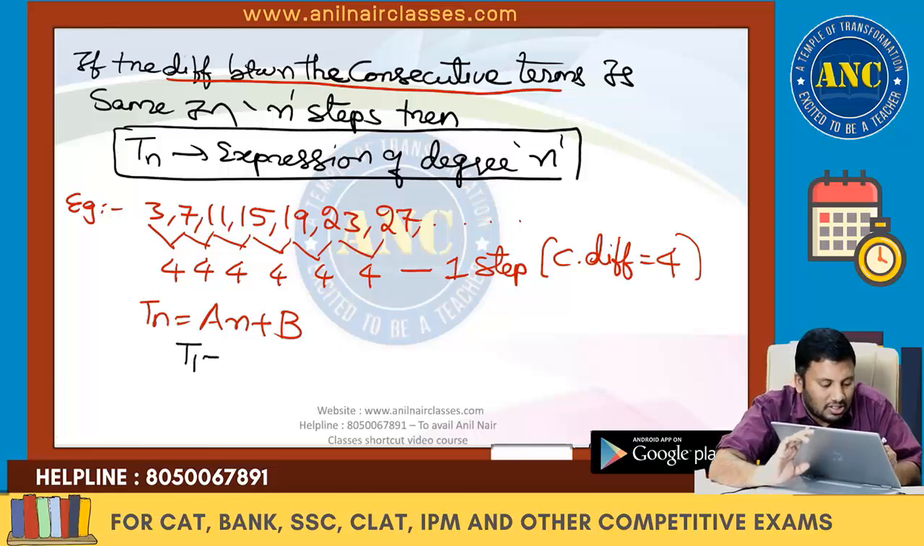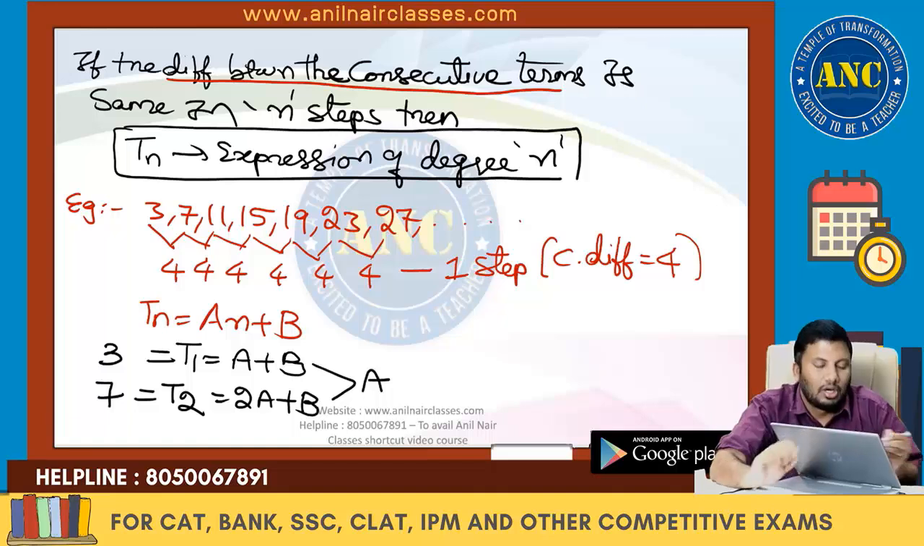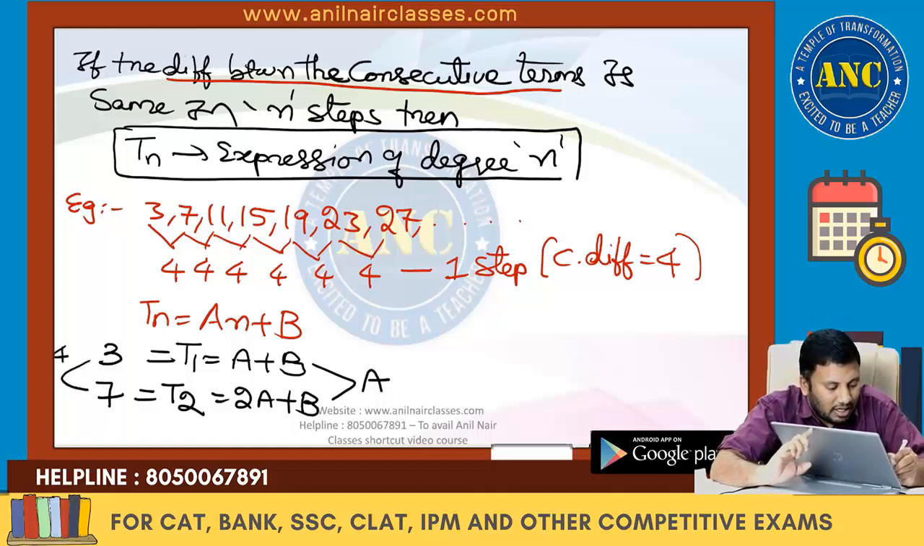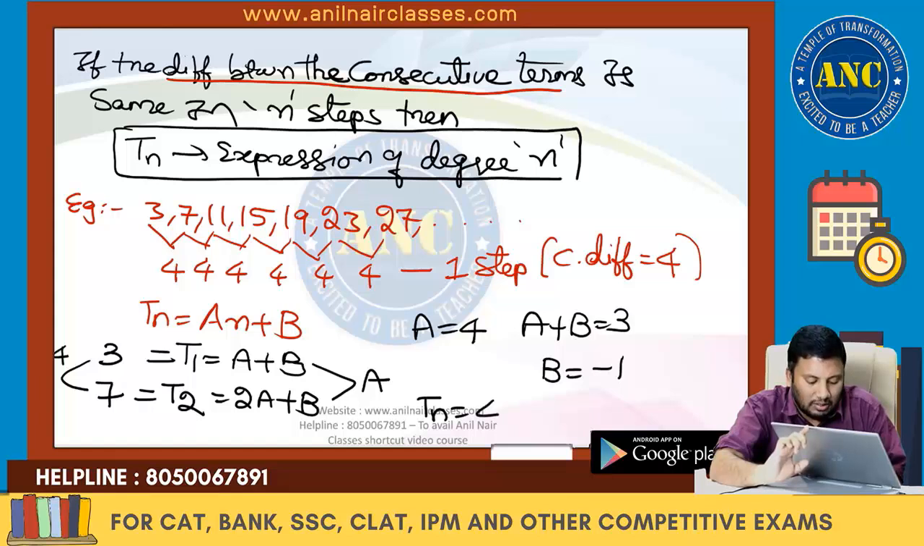So T1 is a plus b, which is 3. T2 is 2a plus b, which is 7. If I subtract 2a plus b minus a plus b, I get a, and 7 minus 3 is 4. So a is 4. A plus b is 3, so b is minus 1. Tn is 4n minus 1. I hope it is clear.